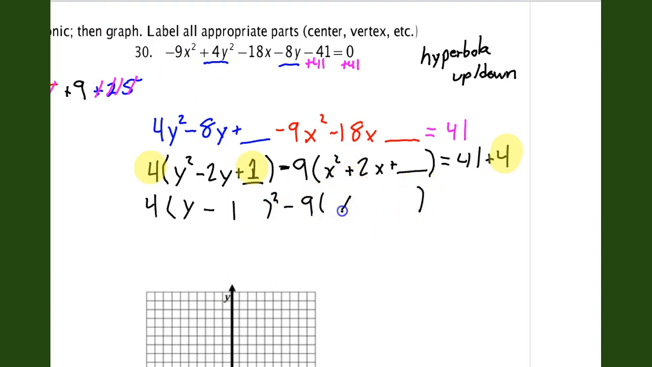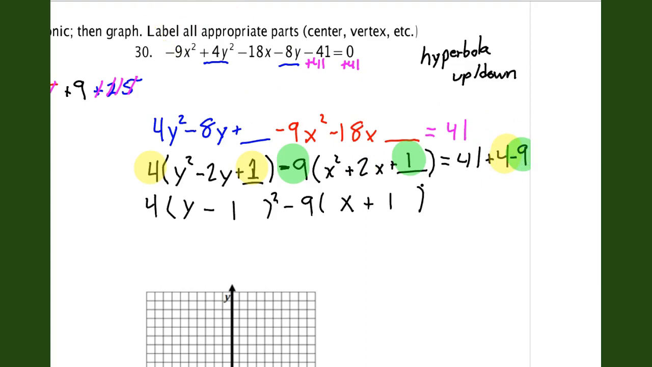We'll have x plus, and then half of 2 is 1. 1 squared is 1. But I need to do 9 times 1. So I have a squared, negative 9 times 1. So on this side, we have negative 9 times 1. We are going to have minus 9 because of that.